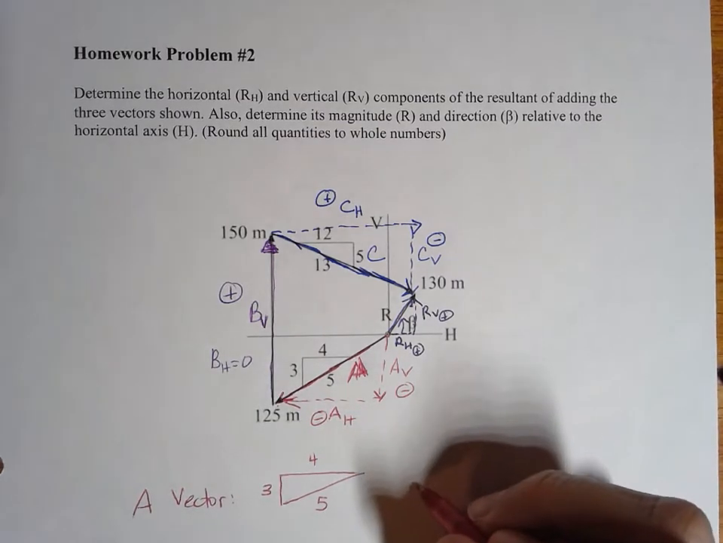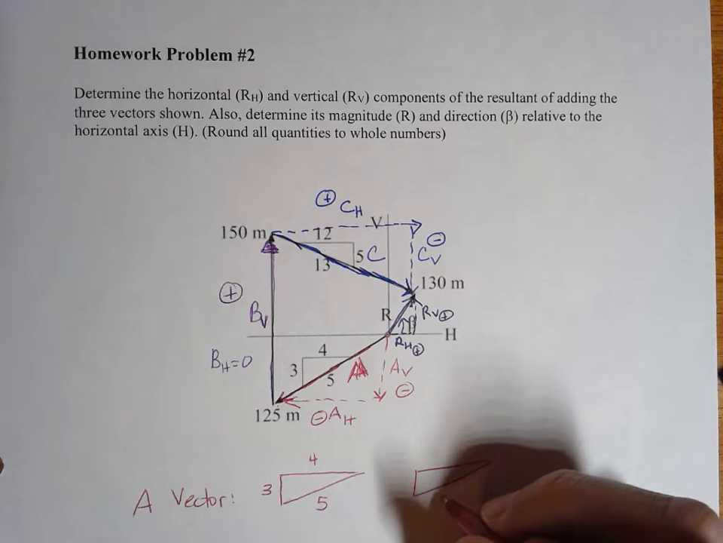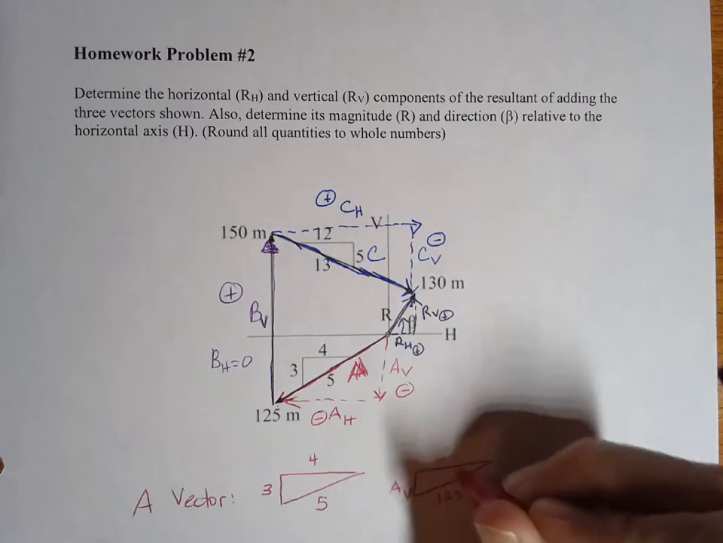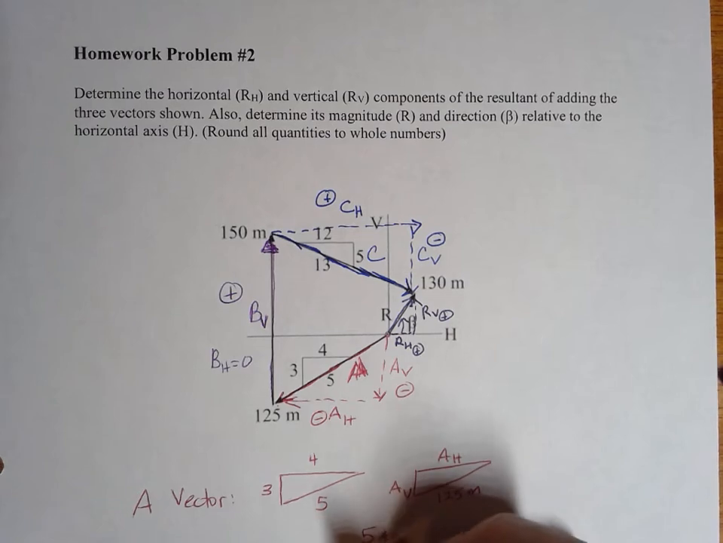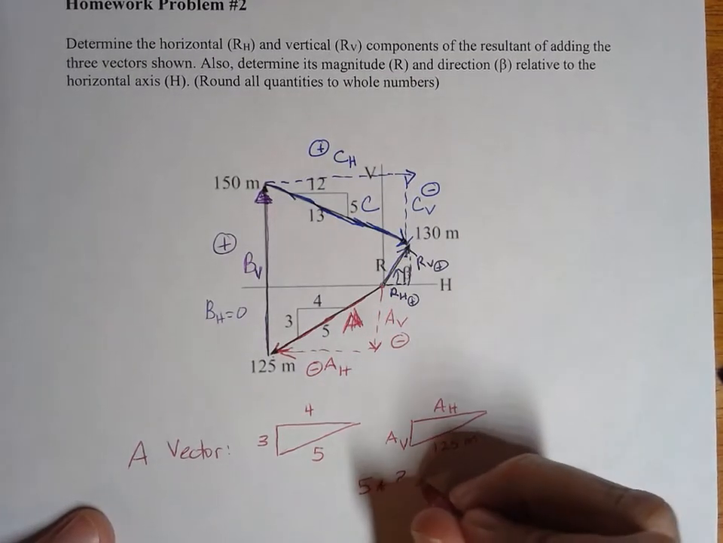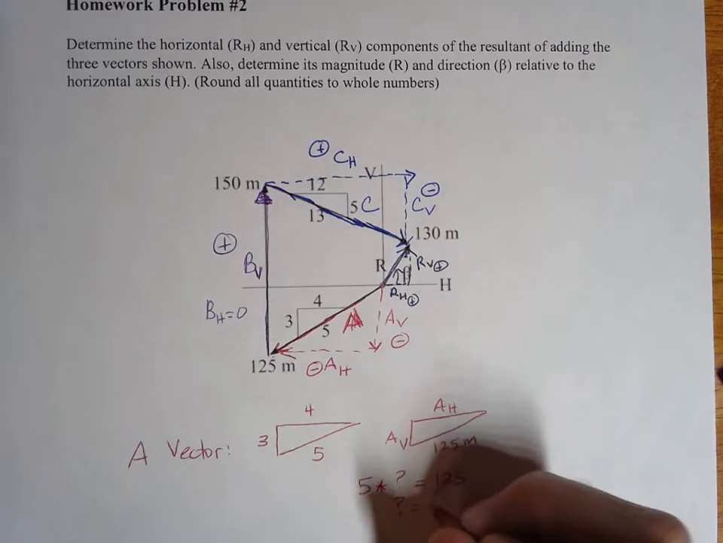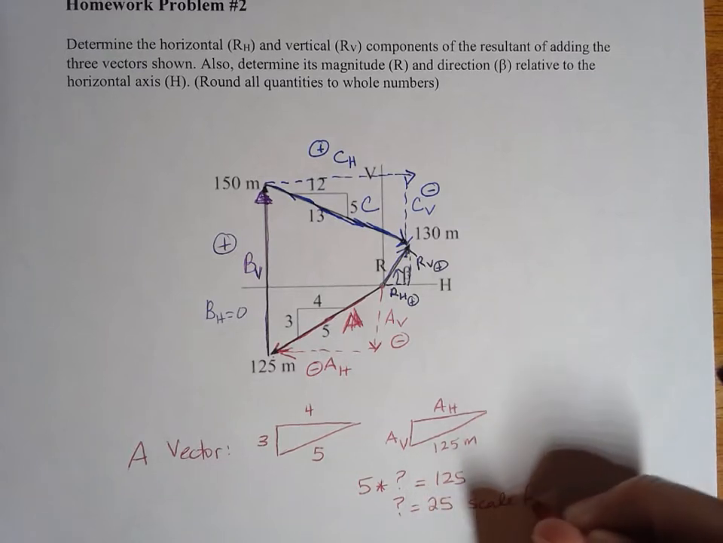And then what I have is what I know. I'm looking for these two components, my AV and my AH, but I know this is 125 meters. So what I want to figure out is 5 times what is going to get me to that 125. You can put that in your calculator or maybe just know that it's going to be 25, right? 5 quarters makes $1.25. Good on that. So 25 is going to be my scale factor, or multiplication factor, depending on how you like to think about it.